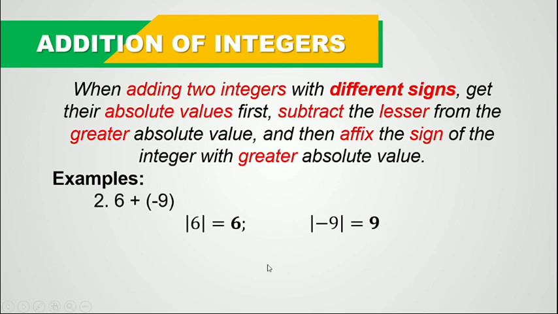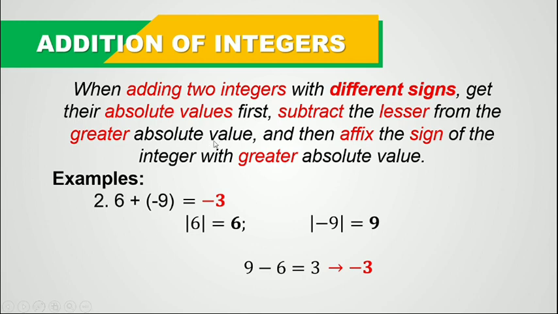So 9 minus 6, that's 3. And then what is the sign of the number with greater absolute value? So it's negative, right? So therefore, our answer will become negative 3. So therefore, 6 plus negative 9 equals negative 3. Okay?